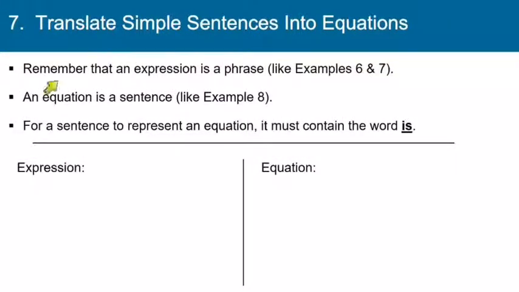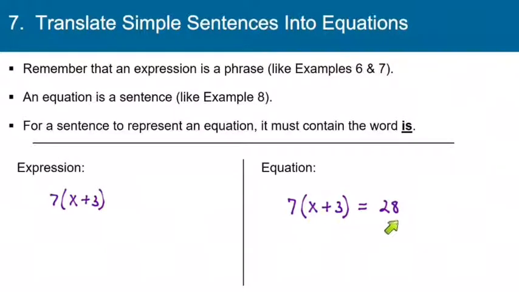Okay, here's just a reminder that an expression is like a phrase. We did some of those in examples 6 and 7, but an equation is a sentence, like the example that we just finished. For a sentence to represent an equation, it must contain the word is. An example of an expression might be something like 7 times a number plus 3. You cannot figure out what that number is because we don't know what the total is. But in an equation, you'll always have an equal sign. So 7 times a number plus 3 equals 28.